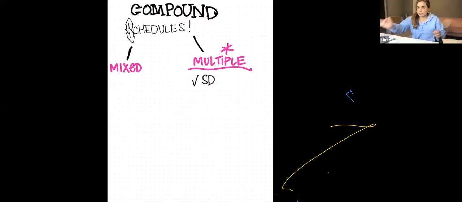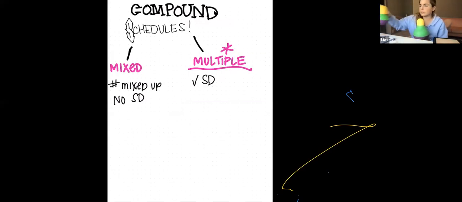Now, a mixed schedule of reinforcement. We say it's the same as a multiple schedule, except, hashtag mixed up, because there's no SD. So let's say we have the same one over here. There's no clear indicator of the SD. It's not like one day you're getting the smaller toy versus the bigger toy. It's like, and let's say the dog can't see this door.